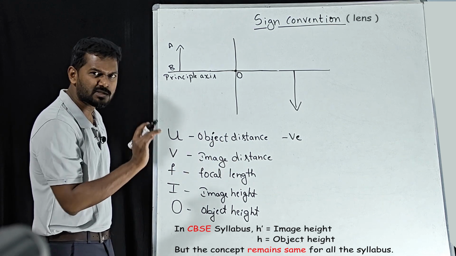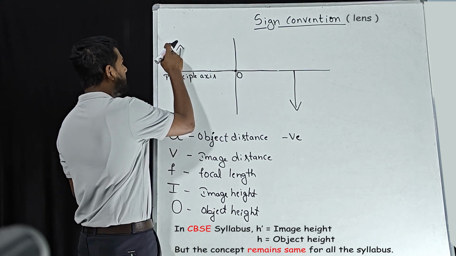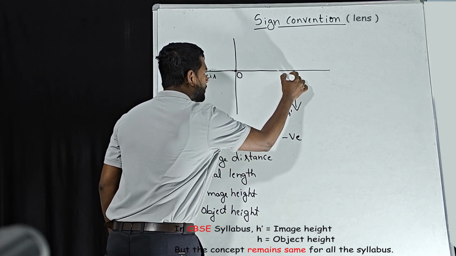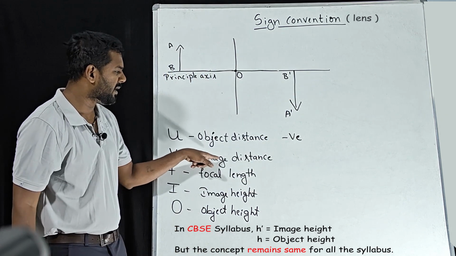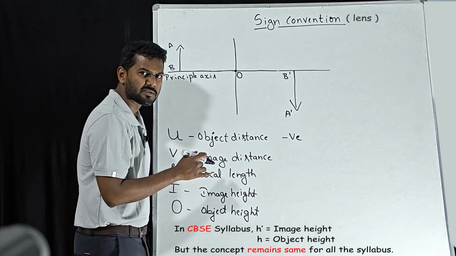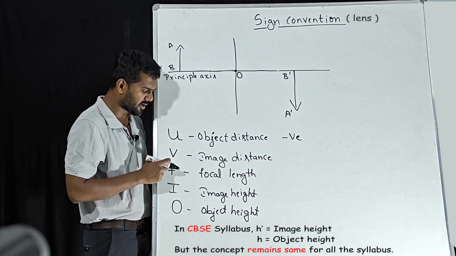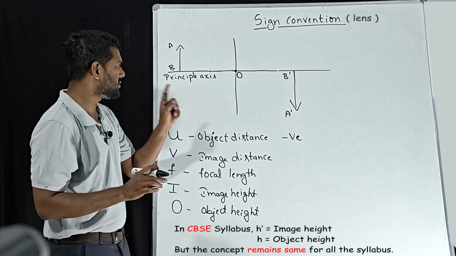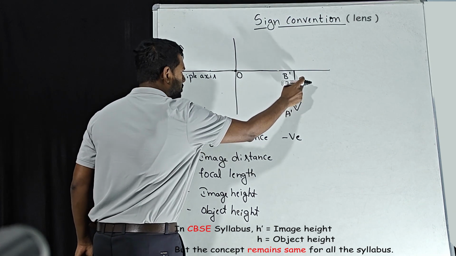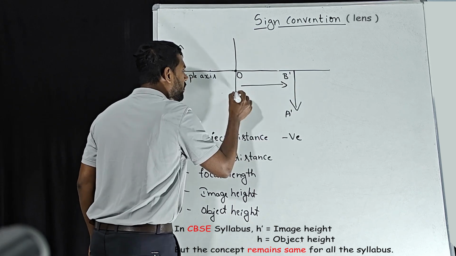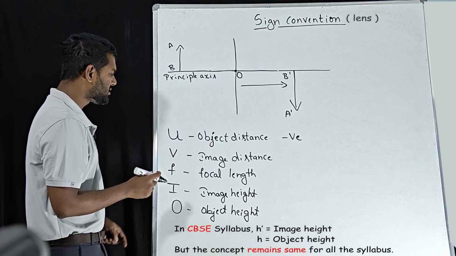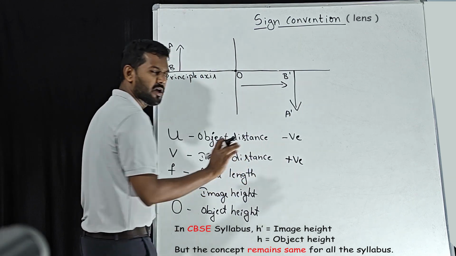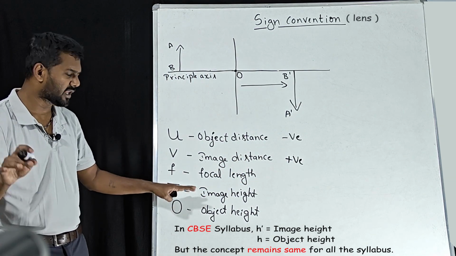Next, image distance. Where is the image? If this is AB, this is the head, so this will be A dash and this will be B dash. Now image distance, this is the image. What is image distance? All the three, u, v, f, are calculated from the optic center. From the optic center to the image, it is towards the right side, so image distance is positive. If it is towards the right side, it is positive. Next, focal length I'll tell you later.